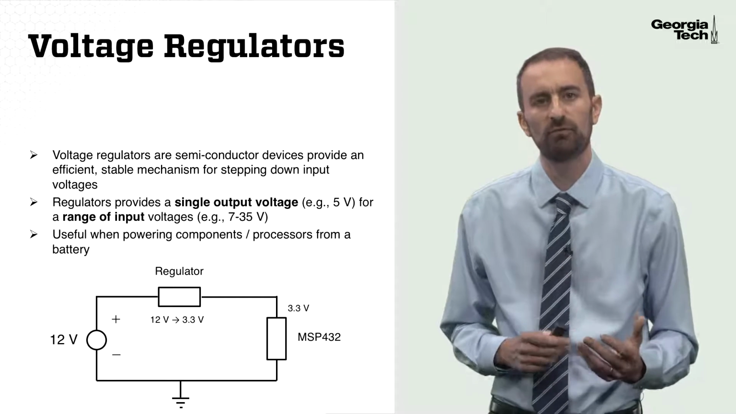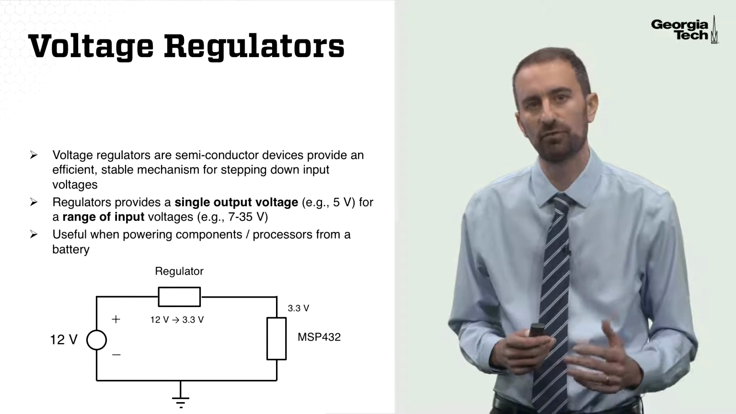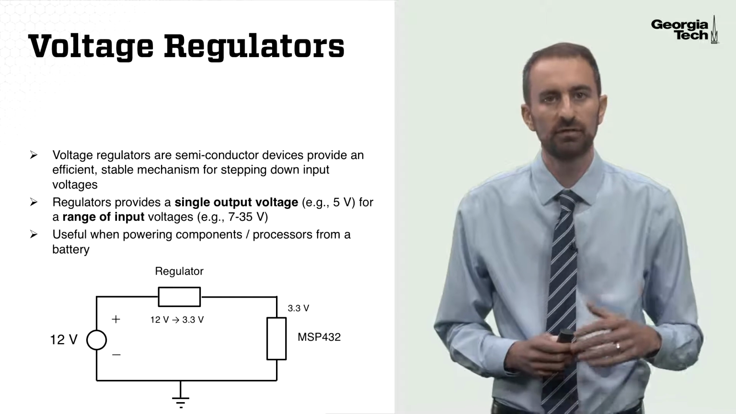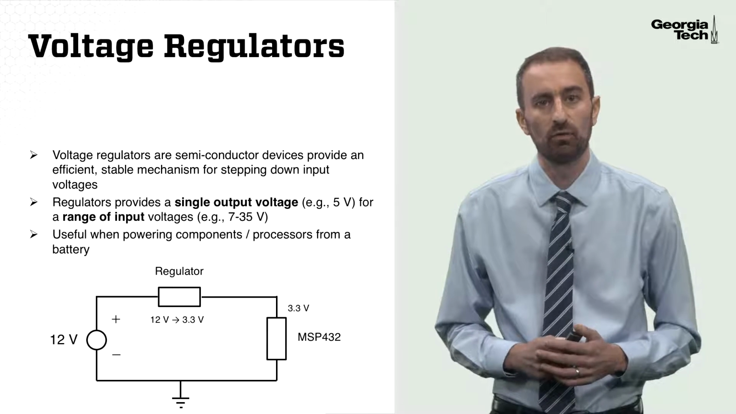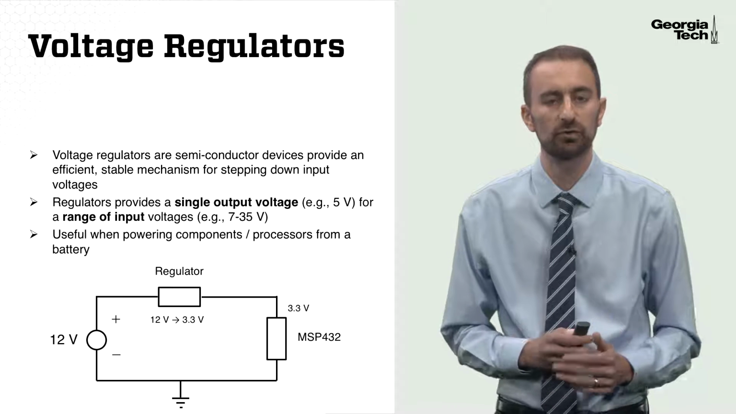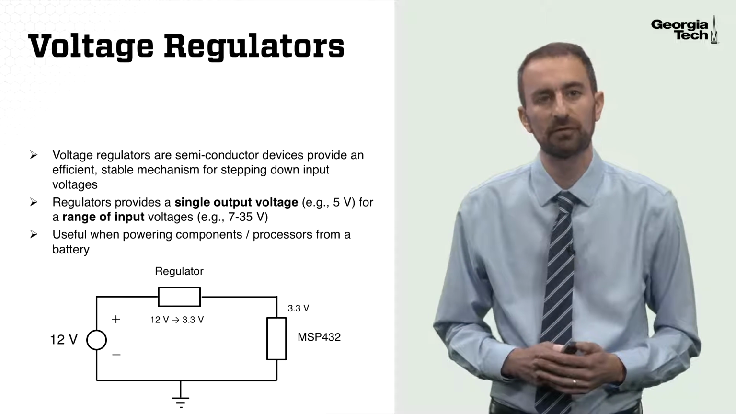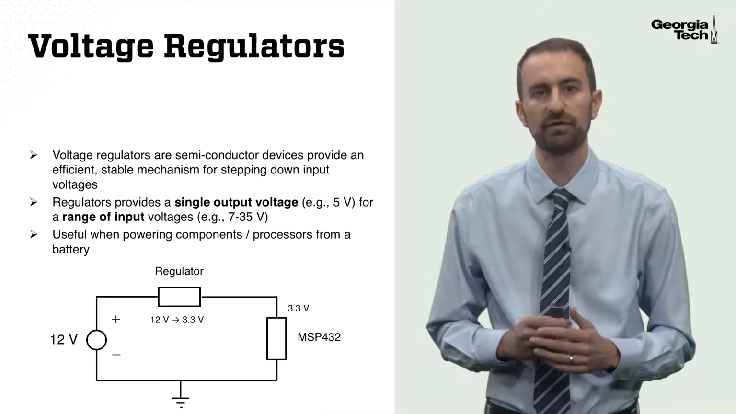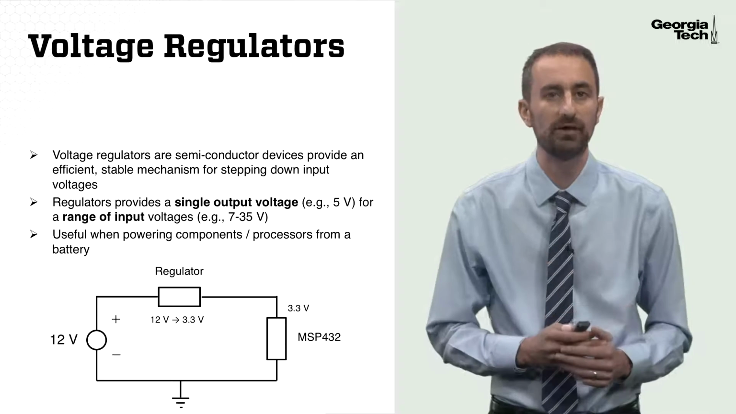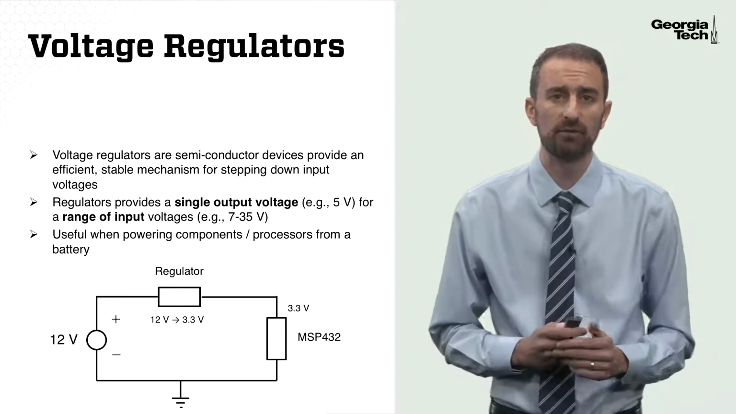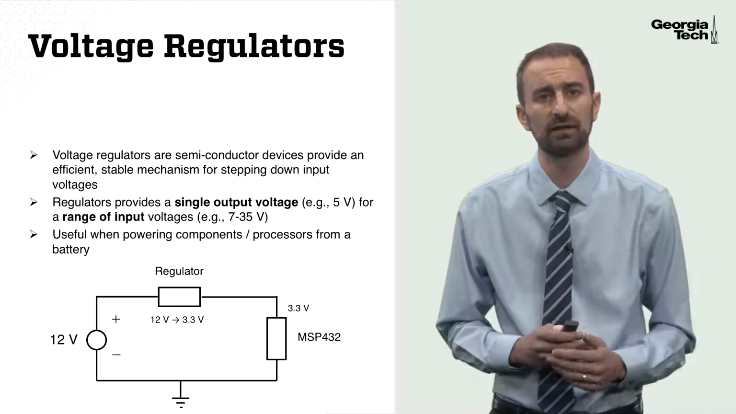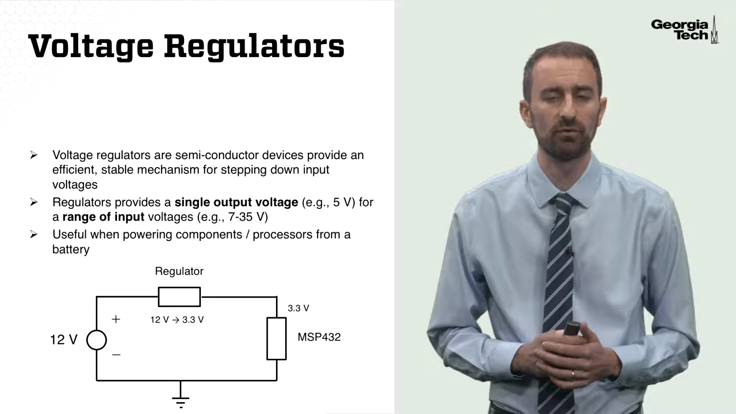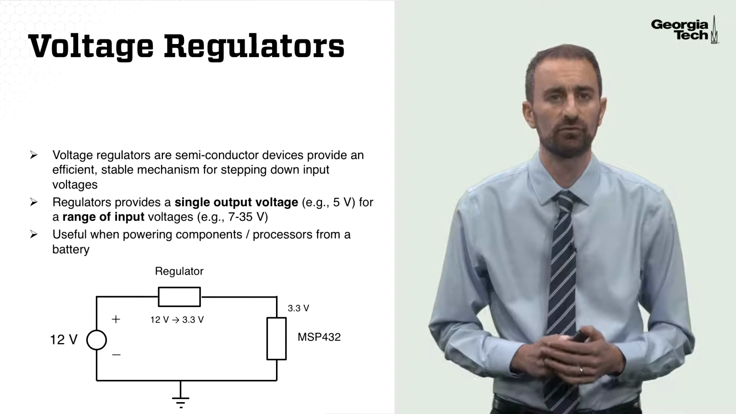The way they work is they'll provide a single output voltage, for instance 5 volts or 3.3 volts, for a range of possible input voltages. They're useful for powering components or even processors like the microcontroller from a battery. Here's a simple circuit schematic for how a voltage regulator might be used in a circuit to power, for instance, the MSP432. If we have a 12-volt battery and we want to power the MSP432, we can use a voltage regulator to step down 12 volts to 3.3 volts and use that 3.3 volt line to power the microcontroller directly.